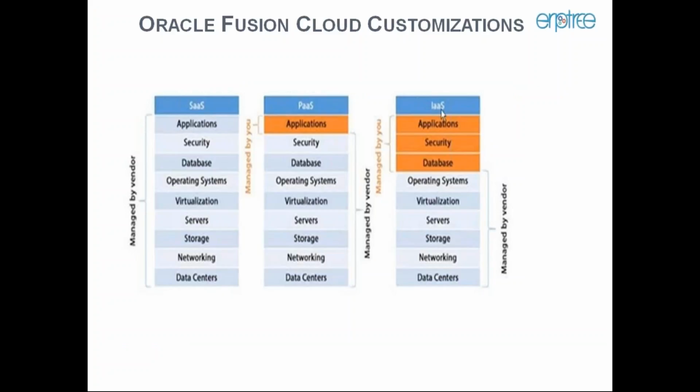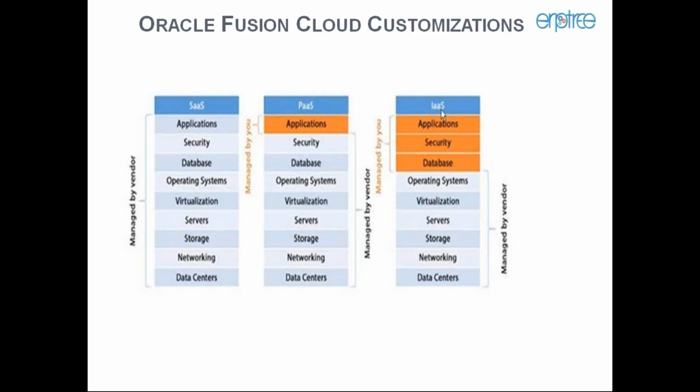In SaaS, everything is managed by the company, which in our case is Oracle. In PaaS you get a platform where you can develop your own application and customize it according to your need. In IaaS you get the application security and the database, where you can write your queries and so on. So in IaaS you have more flexibility as compared to PaaS.